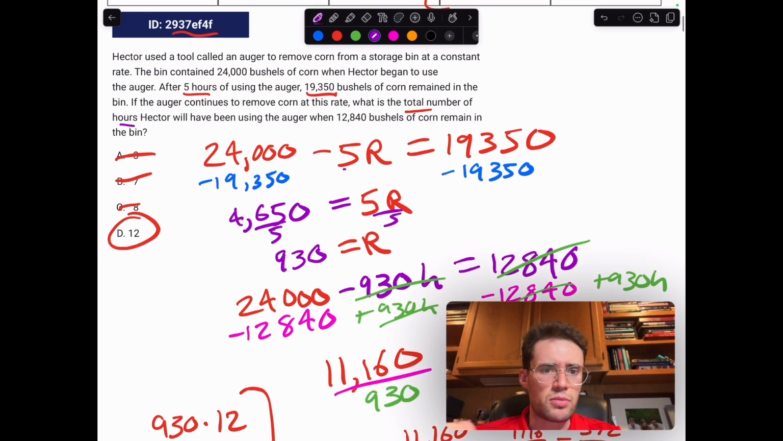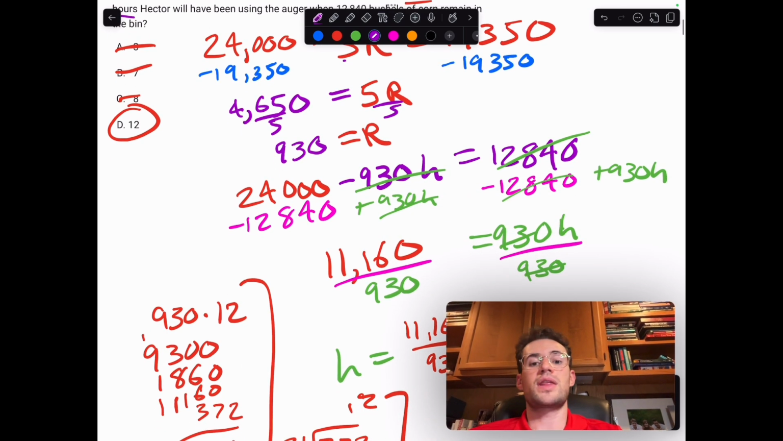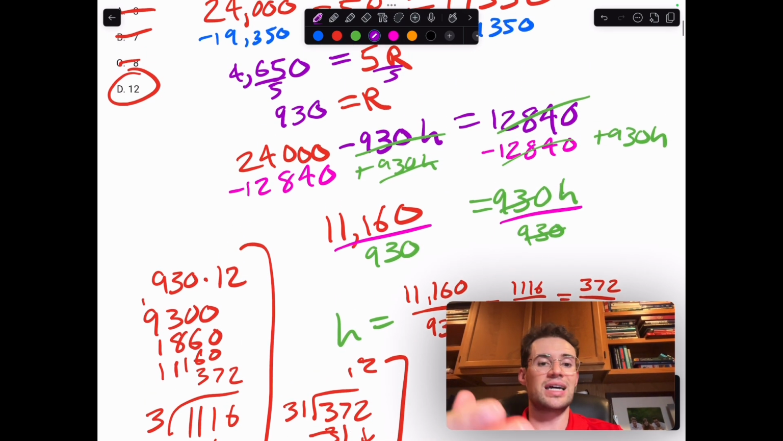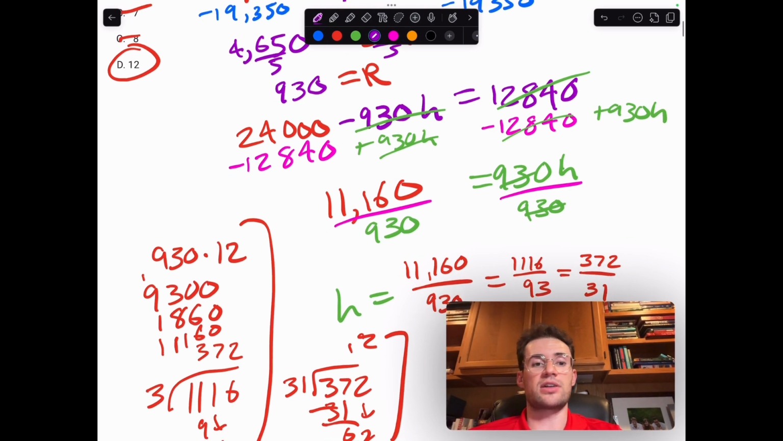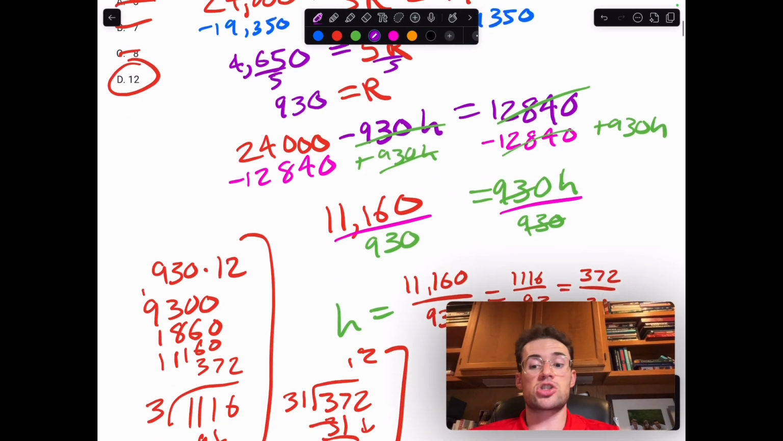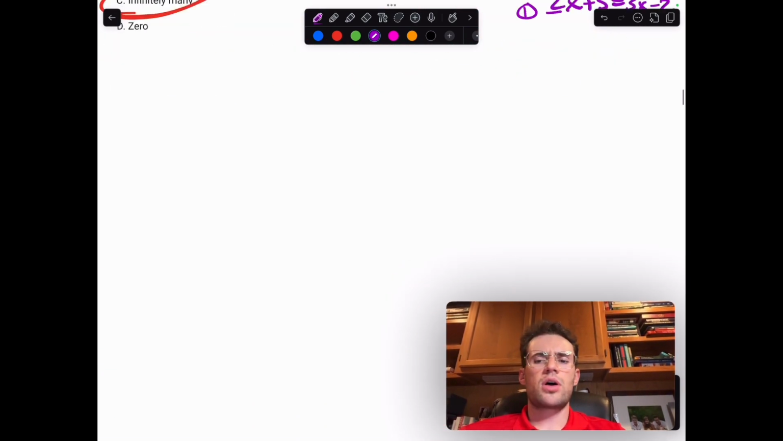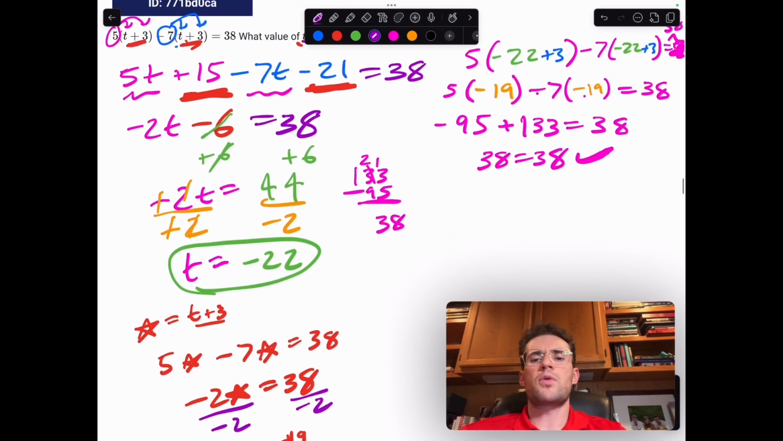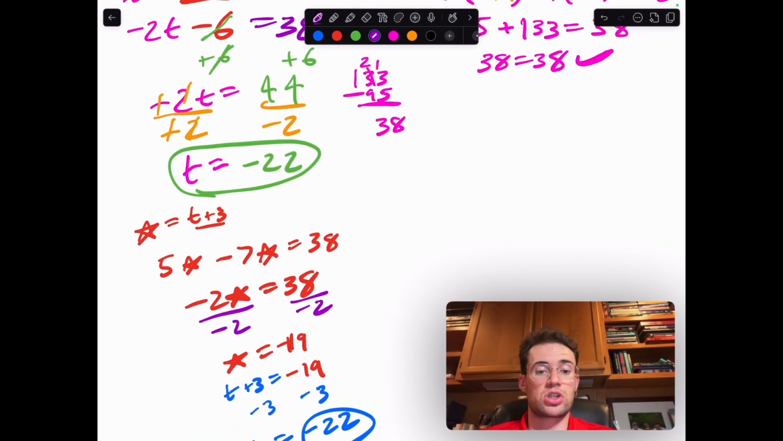5 hours to remove 4,600, then it's going to take more than 10 hours, right? More than double that to go down by 11,000 or more than 11,000. So you know it has to be more than 10 hours so you can eliminate those. So that would be the trick to do that one a lot more quickly than what I did there. But overall, yeah, I think a lot of these should be pretty doable. Really make sure that you drill that, like how many solutions there are, infinite, 0 solutions, or just 1 solution.